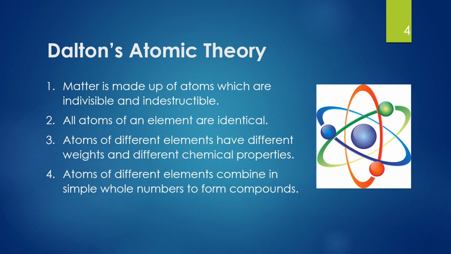Now looking at postulate 4. Atoms of different elements combine in simple whole number ratios to form compounds. So we actually talked about this in chapter 1 when we looked at pure substances. And one of the pure substances could be either an element or it could be a compound. So postulate 4 is just saying that when compounds are formed from 2 or more different elements or atoms, they always form with whole atoms. So you never take half an atom to form a compound. It's always whole number atoms to form compounds.